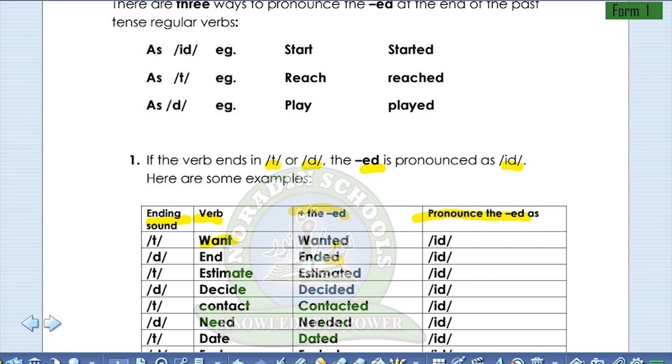The third word, estimate, and the verb ends in D sound. So it should be pronounced as ended. We add id at the end. The third word is estimate. It has a T sound at the end. So, in its past tense form, ed is added. Estimated. We say estimated.